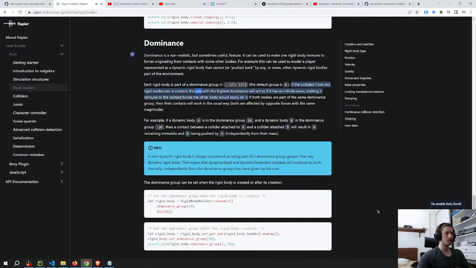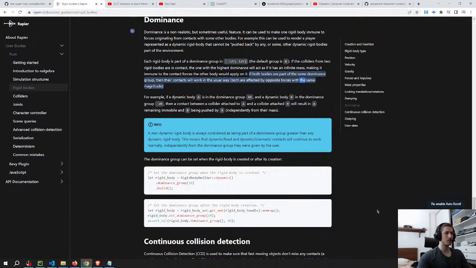If the colliders from two rigid bodies are in contact, the one with the highest dominance will act as if it has infinite mass, making it immune to contact forces the other body would apply on it. If both bodies are part of the same dominance group, then their contact will work in the usual way. Both are affected by opposite forces with the same magnitude. For example, if a dynamic body A is in dominance group 10, and a dynamic body B in dominance group -20, their contact between a collider attached to A and a collider attached to B will result in A remaining immobile and B being pushed by A, independently from their mass.